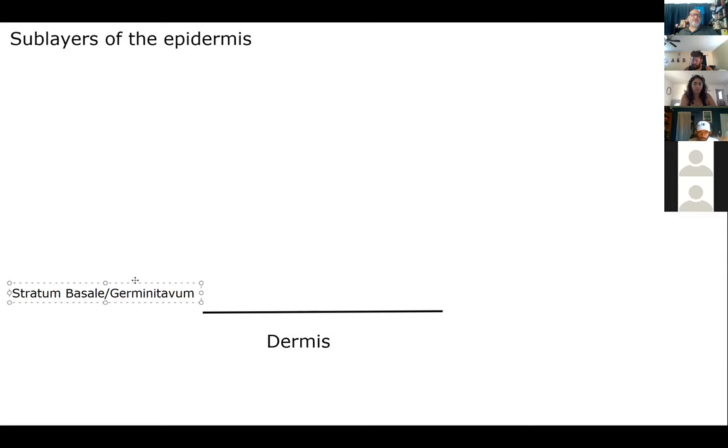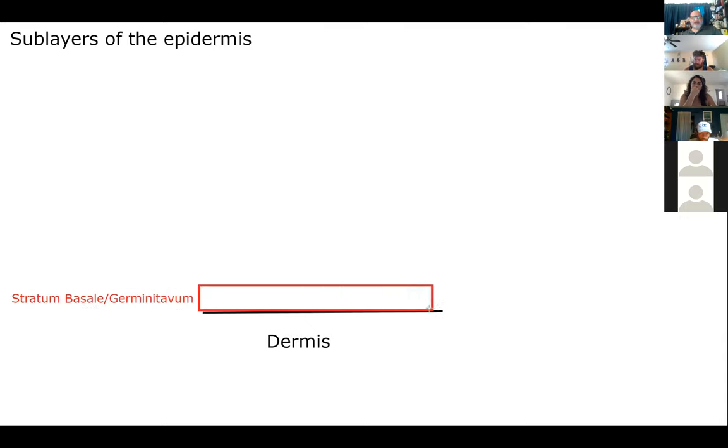Basale obviously means base. What does germinate mean? Like cell generation? Yeah, germinate means to give life to. And that's basically what we have here. The stratum germinativum is a single layer of keratinocytes. These keratinocytes are columnar or cuboidal in shape.